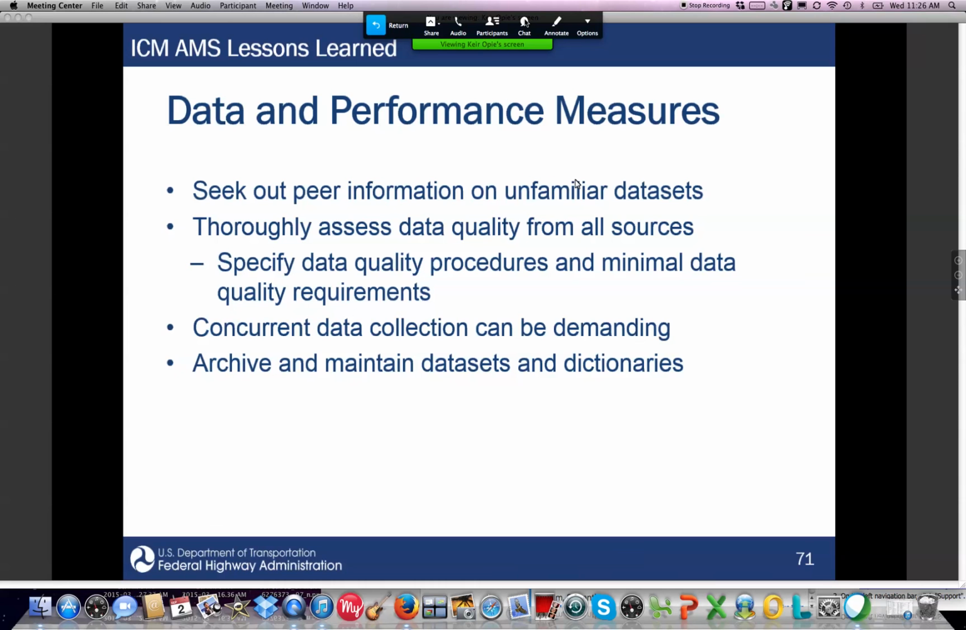Some of the data elements, again, data is critical. But having a good archived data set that we can draw back on is really critical to a lot of these things moving forward.